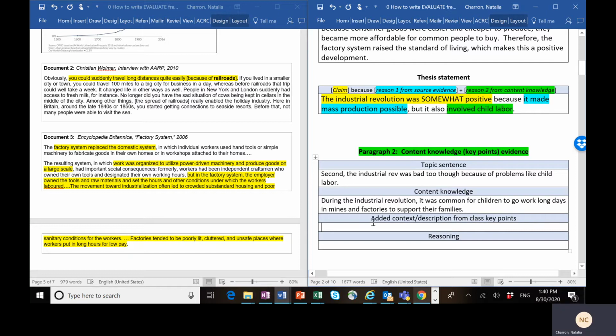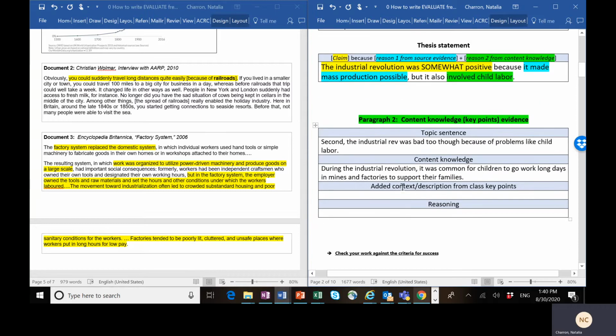For a second point, I need to add even more information to that, kind of like we added context to the quote from the source. So what do we know about children going to work long days in mines and factories to support their families? Why did they do that? Why was this a bad thing? Tell the reader, right? And here again, you can give a definition if you need to. You can talk about cause and effect. You can compare and contrast. So for example, before the Industrial Revolution, children worked in the home with their families in relative safety.